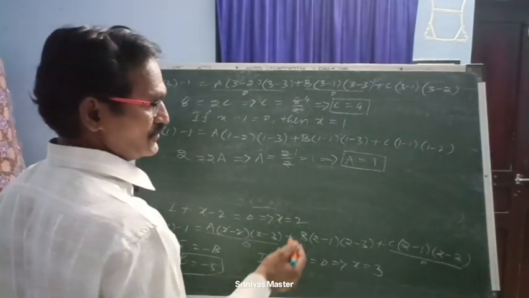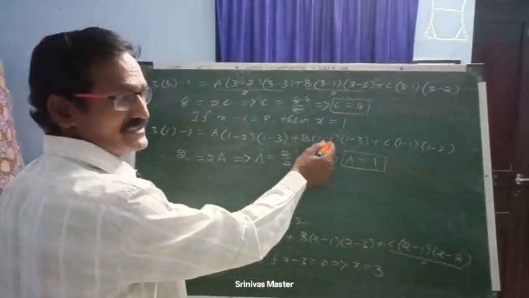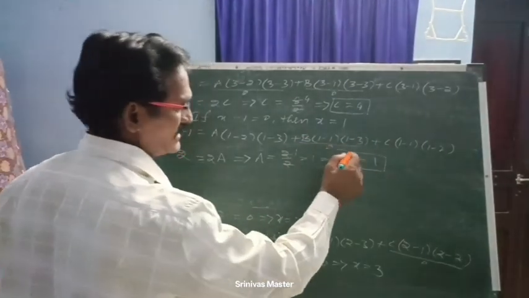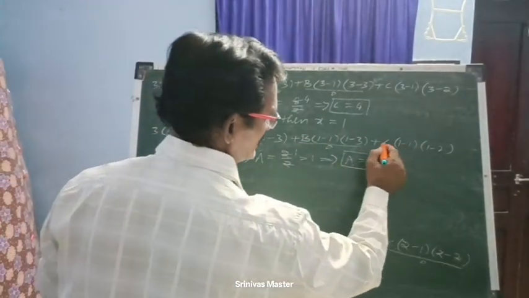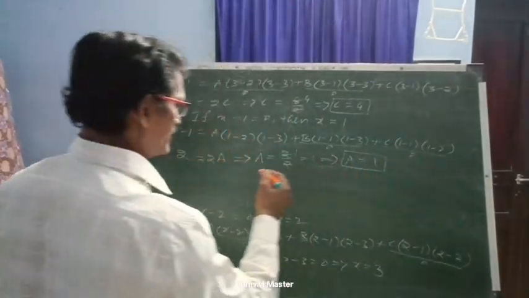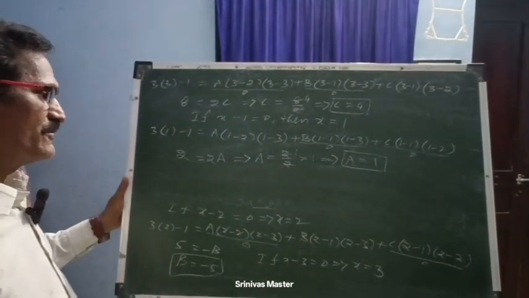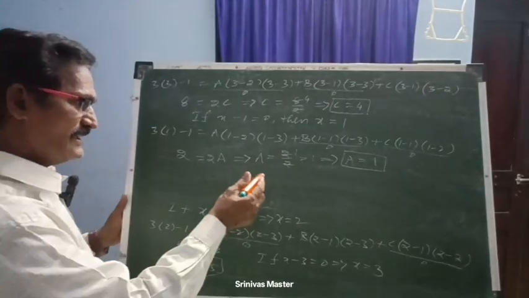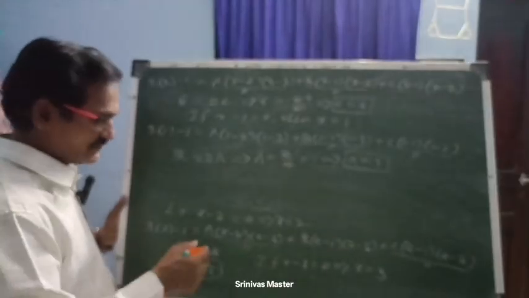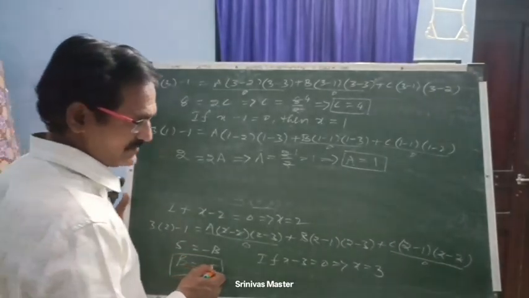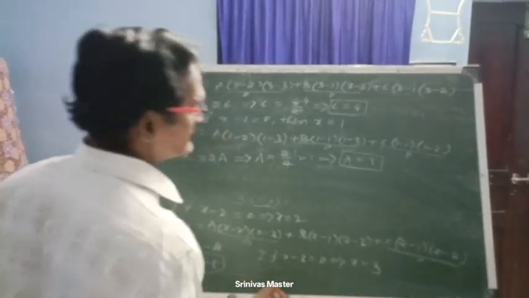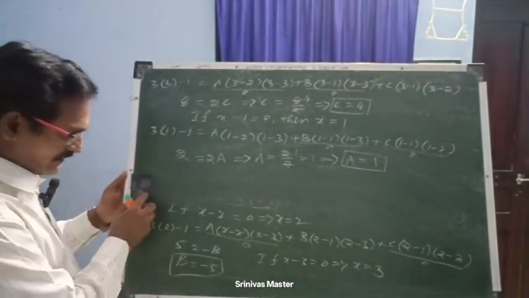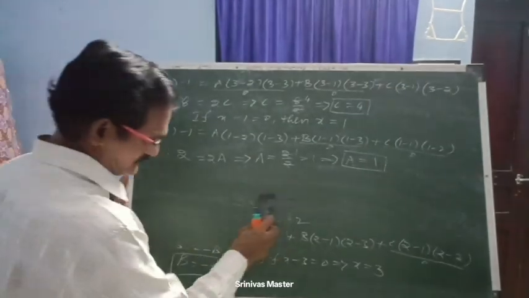Then the others are 0. Why? Because 1 minus 1 is 0, and 0 and something is 0, so this part becomes 0. Here also 1 minus 1 is 0, and 0 and something is 0. So by using x equal to 1, you are getting a equal to 1. Now we can say that a is 1, b is minus 5, and c value, how much are you getting? c equal to 4.